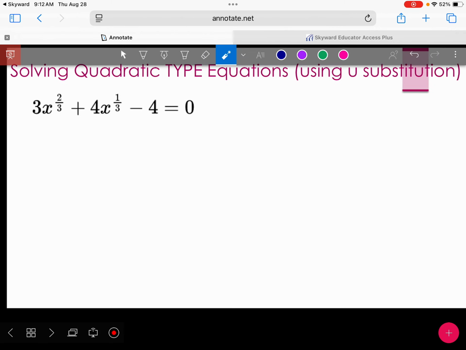Let's try another one. This is our last one of these quadratic types. This is the very end of 2-5.